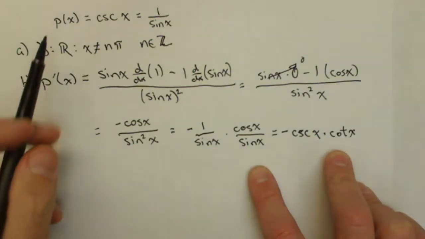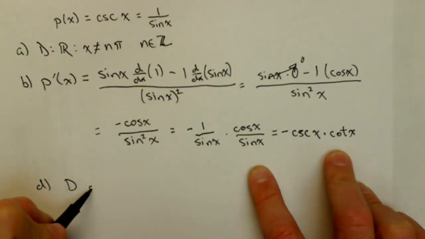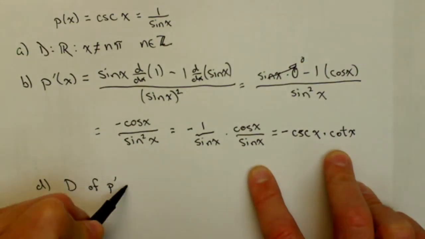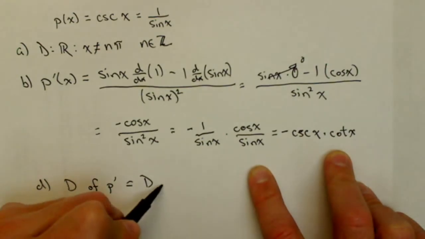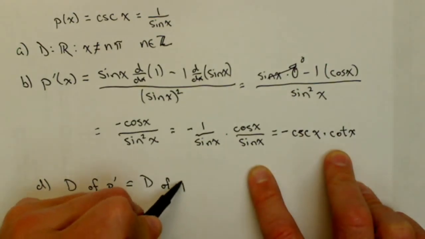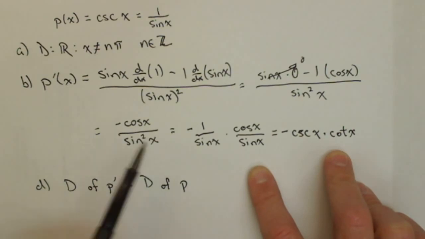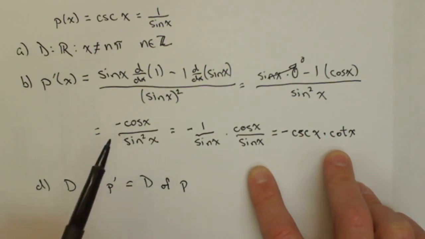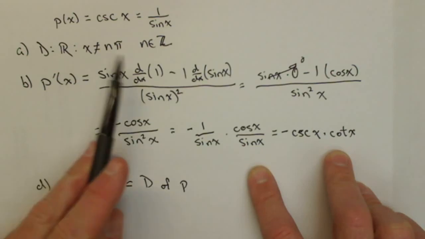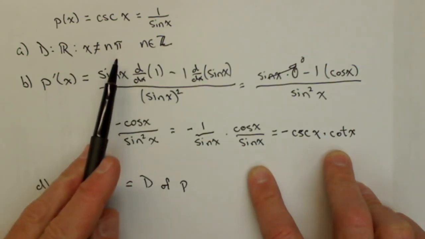Lastly, the domain of p prime, well, it's the same as the domain of p, because once again the big issue is that sine is in the denominator. Can't have any x value that makes sine 0, so we need to exclude all the integer multiples of pi.